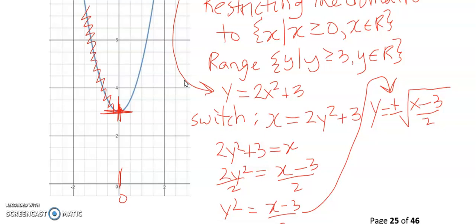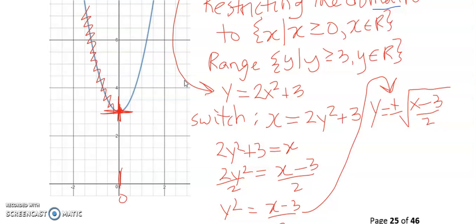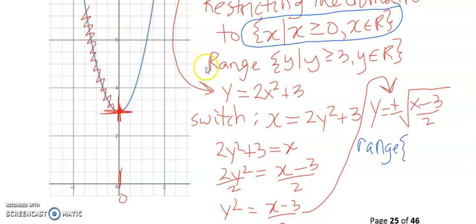Because come back up here. Let me just change my pen color for a second. Come back up here and look at the restricted domain of your original function. Remember that that becomes the range of your inverse. The domain of the function becomes the range of the inverse and vice versa. Well, if that's the case, then your range for the inverse is values of y such that y is greater than or equal to 0.